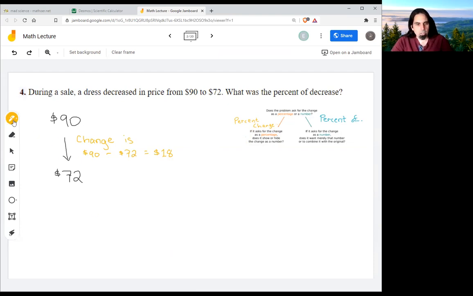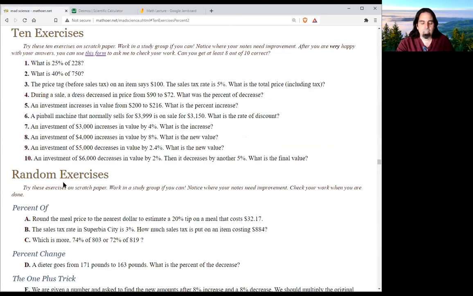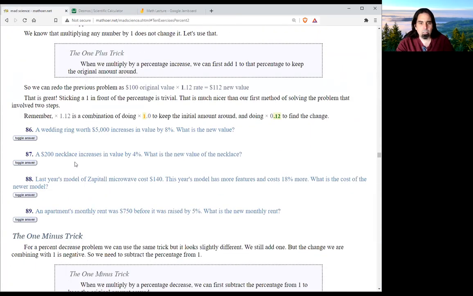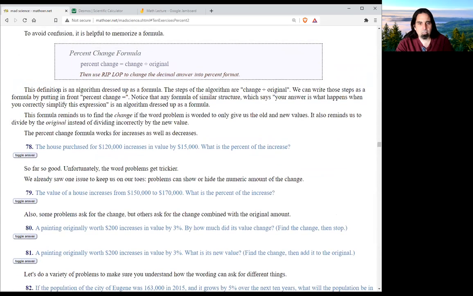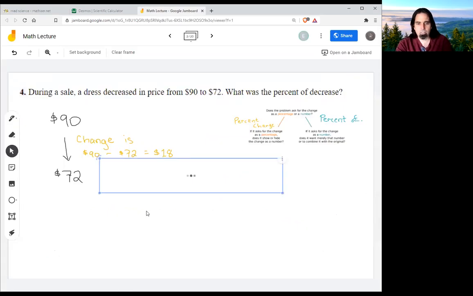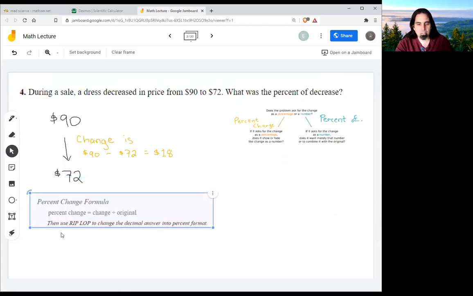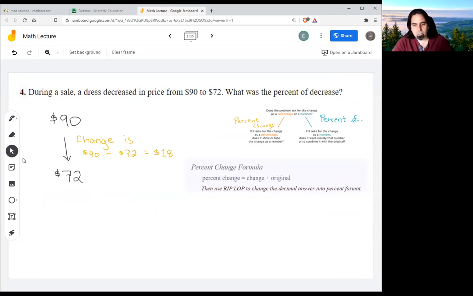Okay, so now I am writing how much is 18 compared to the original amount. And that's something we do so often that we just gave it a formula. Normally we try not to memorize lots of formulas, but this happens so often in real life. So percent change is change divided by original. So let's just do that.